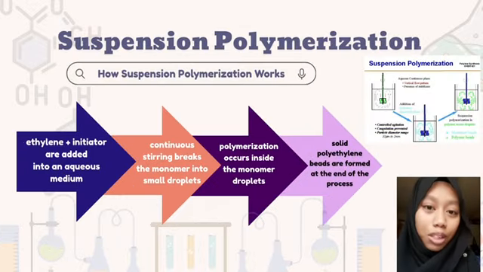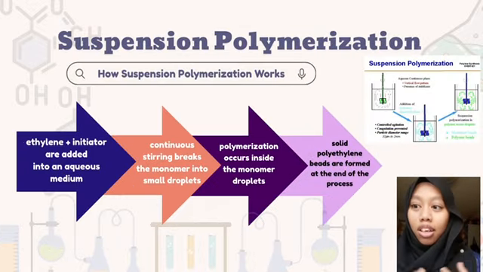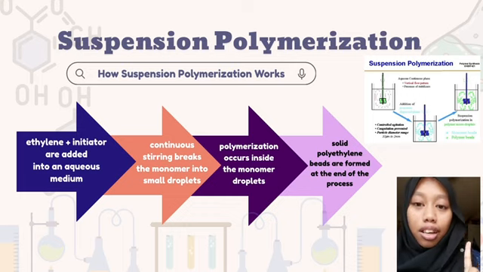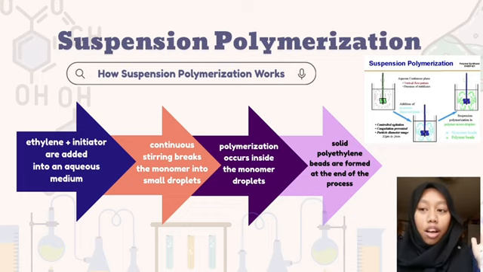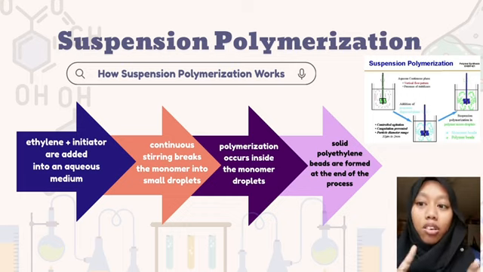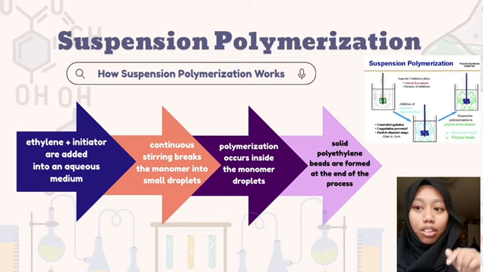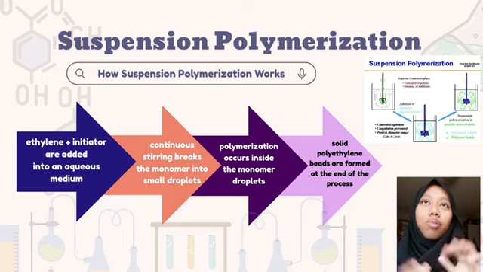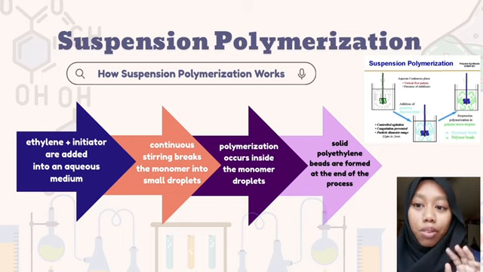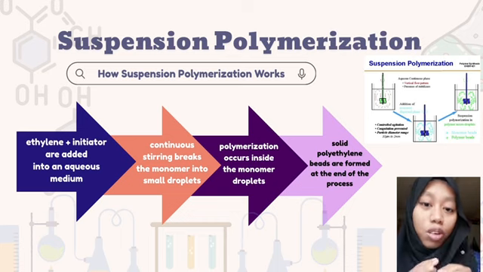How does suspension polymerization work? So first, ethylene and initiator are added into an aqueous medium. Then continue stirring to break the monomer into small droplets between 1 to 10 micrometers. Then polymerization occurs inside the monomer droplets. And lastly, solid polyethylene beads are formed at the end of the process.